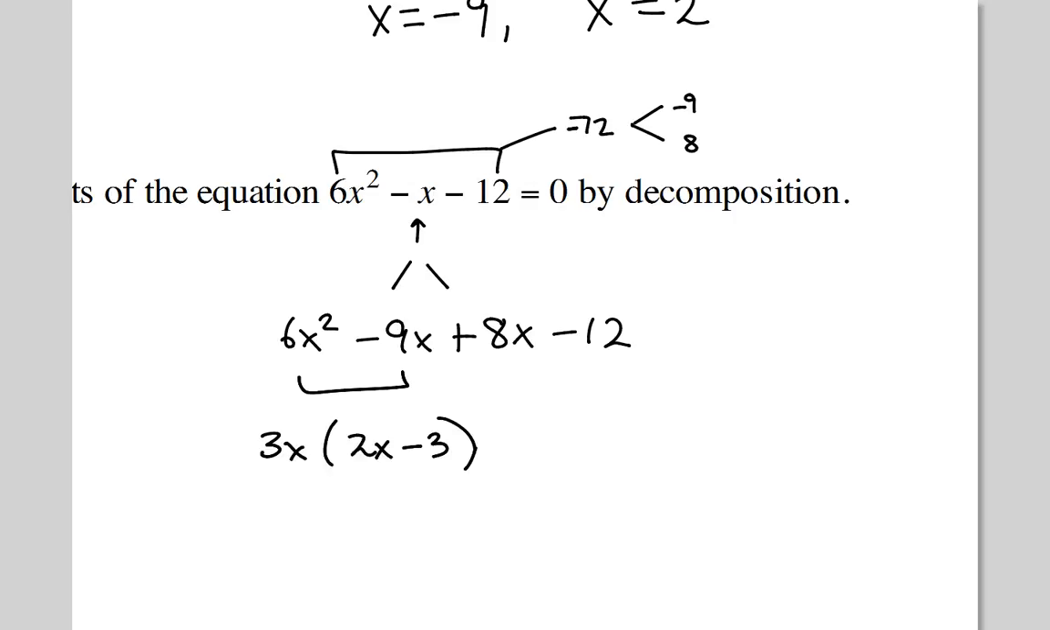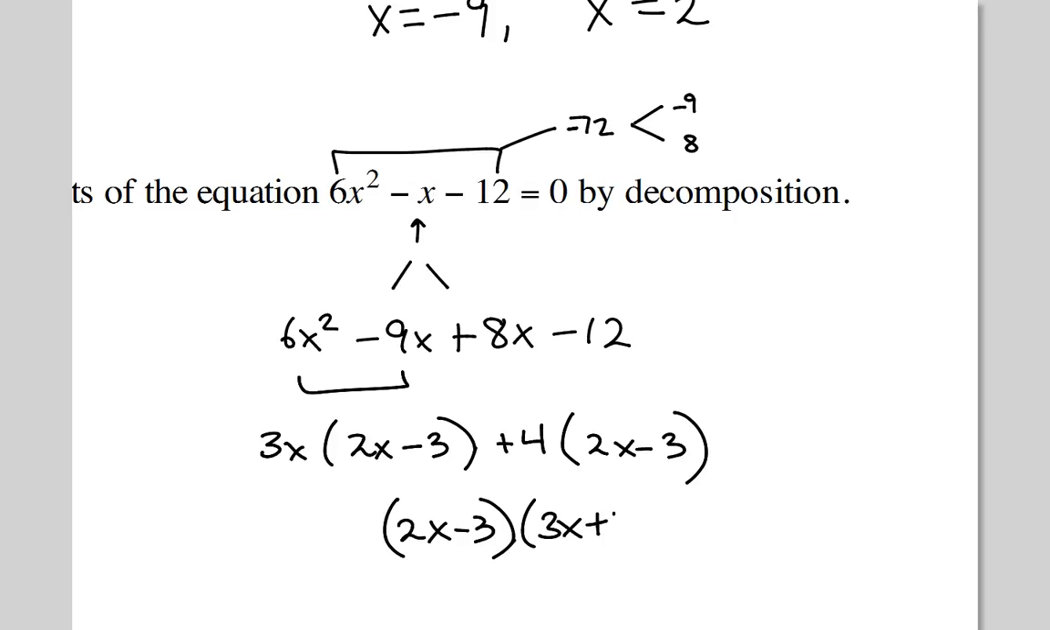And taking out a 3x, we get a 2x minus 3. And we're going to take out a 4 and get 2x minus 3. Now that they have the 2x minus 3 in common, factor that out, and you're left with 3x plus 4. And all this, we said, is all equal to 0. That's what we were saying. So how to solve using the zero product law.